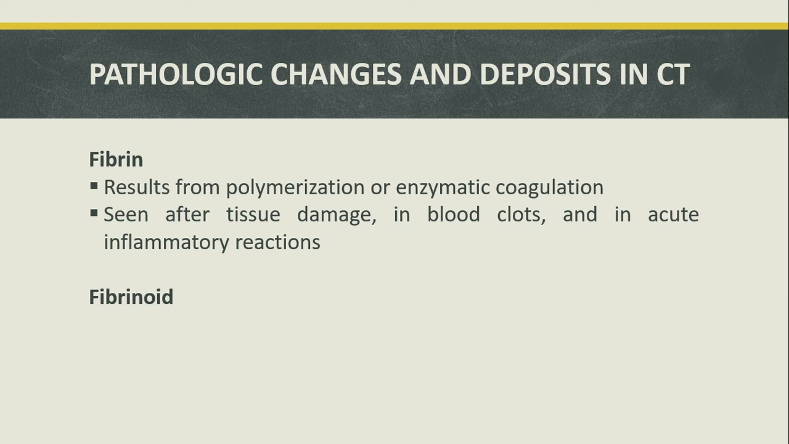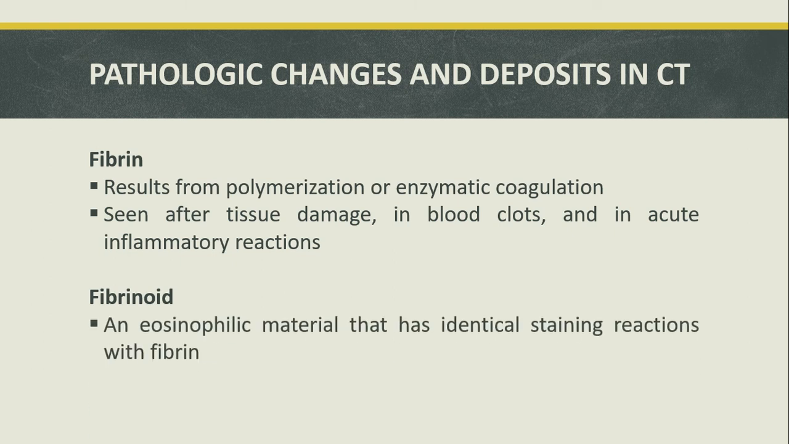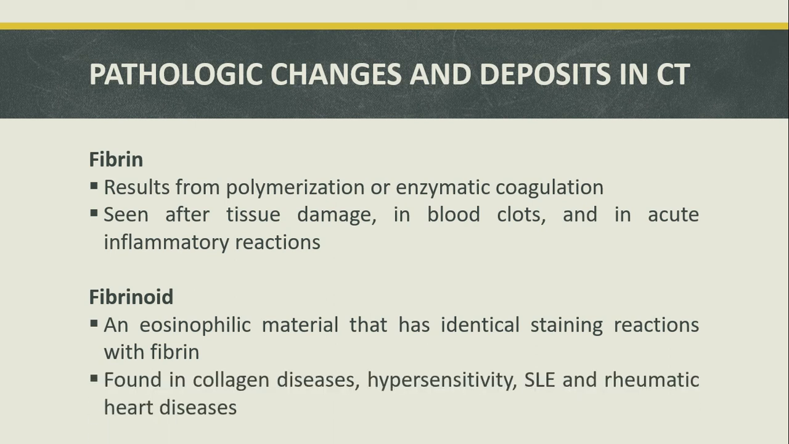While fibrinoid is an eosinophilic material and its staining reactions are identical with that of fibrin, it occurs in tissues under different conditions and disorders. It is found in collagen diseases, hypersensitivity, systemic lupus erythematosus or SLE, and rheumatic heart diseases.